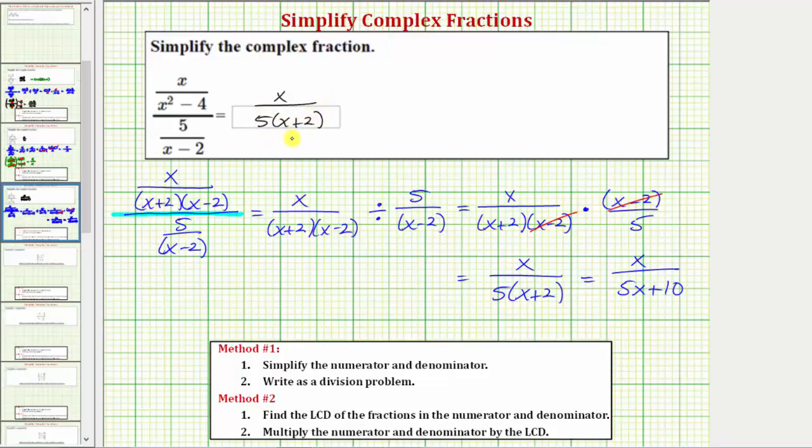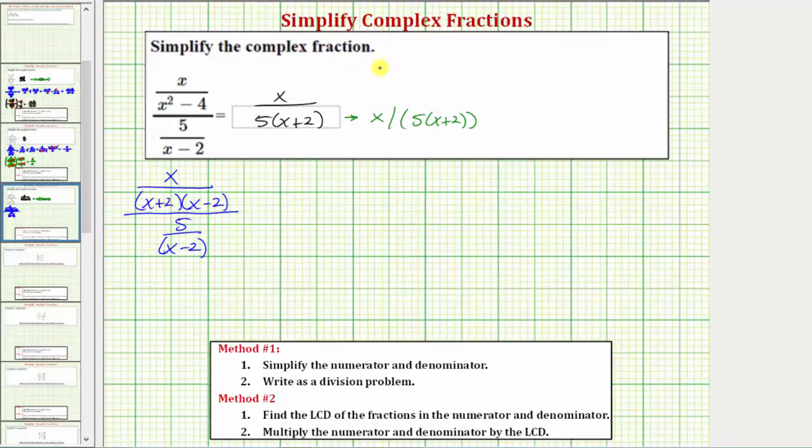To enter this correctly, though, we should use the equation tool called MathQuill, or from the keyboard, we would need parentheses around the entire denominator. So using the keyboard, we'd have to enter x divided by, open parenthesis, 5 times the quantity x plus 2, then another closed parenthesis. Now let's simplify this again using the second method.